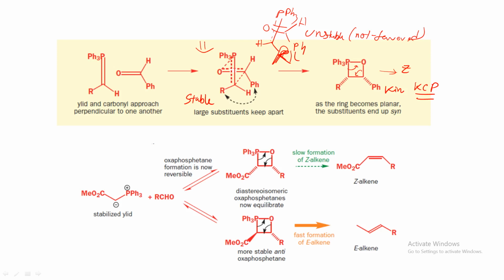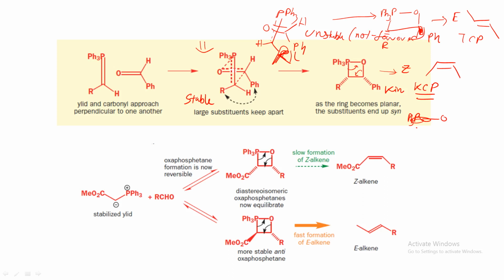So what is the other intermediate? Let me see: if this kind of approach is happening, then the formed product should be like this, meaning they should be anti. So if the phenyl ring is above, the other should be below. So here you can see the anti approach would generate E stereochemistry, this kind of one. Here we are generating this, so this is the kinetic approach and this is the thermodynamic approach. So that's how the reagent reacts.